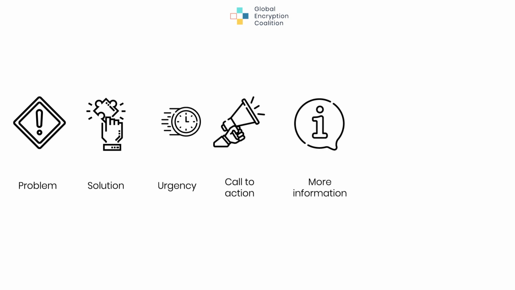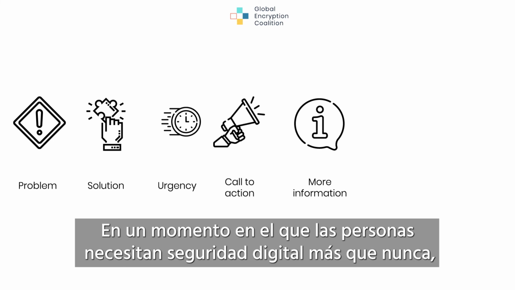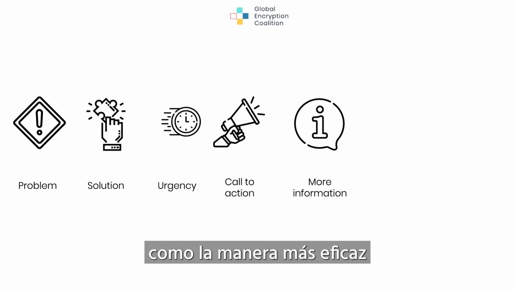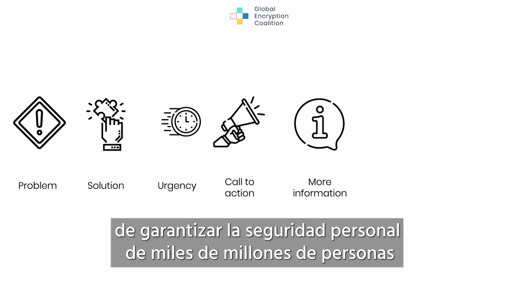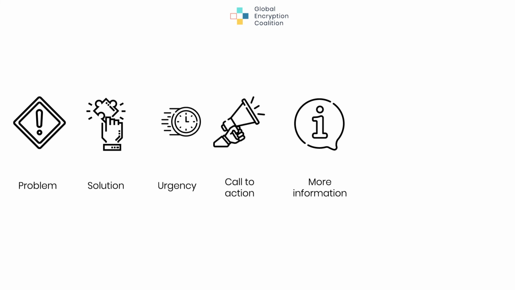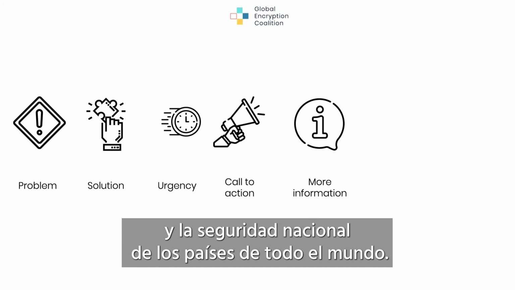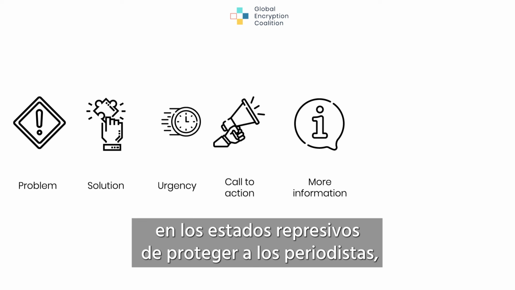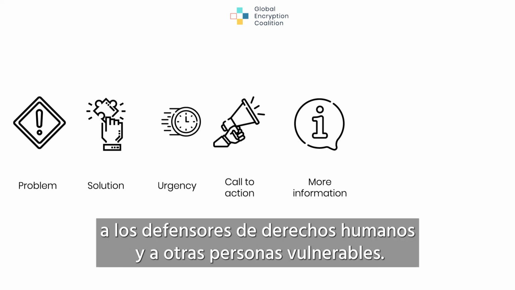More information. At a time when people need digital security more than ever, government should support end-to-end encryption as the most effective way to ensure the personal security of billions of people and the national security of nations around the world. End-to-end encryption serves a vital purpose in repressive states to protect journalists, human rights defenders, and other vulnerable people.